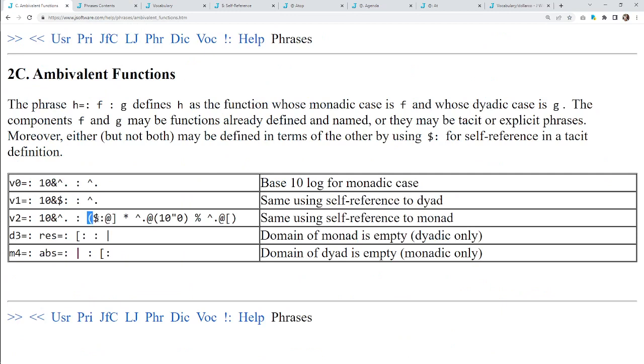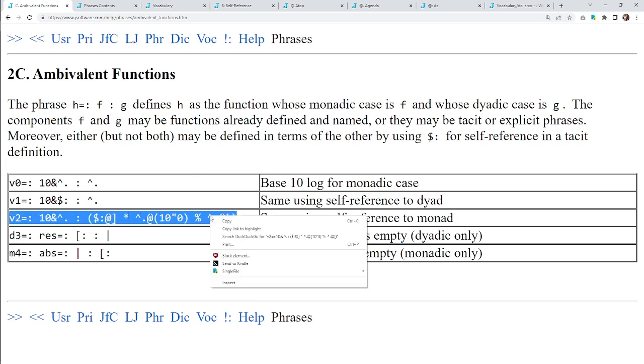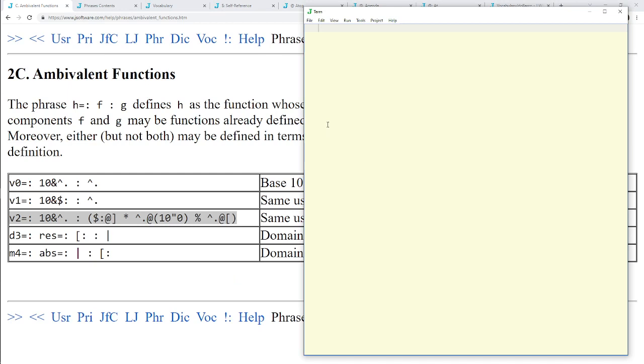Let's do it. In the past few videos, I was really just trying to find one line of code to go ahead and understand. And I think I found it. This is our one line of code. Let's see what we can do. First thing, I'm going to copy this definition into the J interpreter.